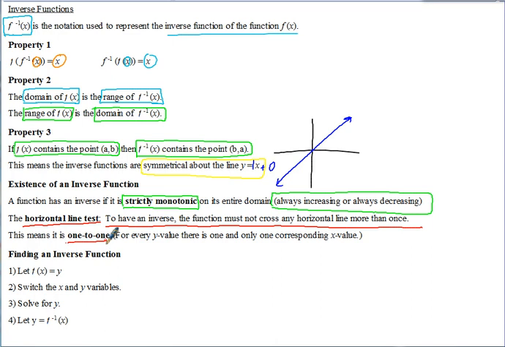Then the steps for finding the inverse, which we're going to go through right now. You first let f of x equal y. It's usually a little easier to work with in that notation. You switch the x and y variables, and that's what the inverse does. You solve for y, and then you just rewrite it using function notation. So let's look at some examples where we can do that.